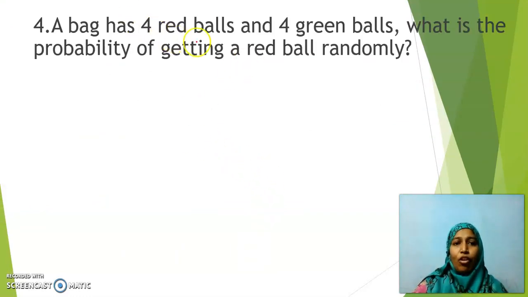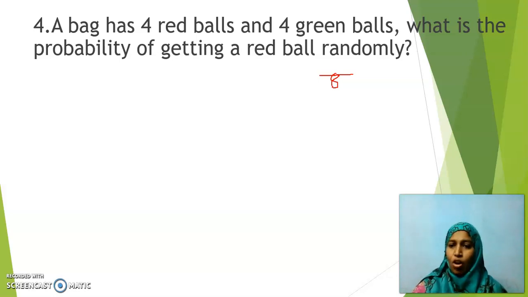A bag has 4 red balls and 4 green balls. What is the probability of getting a red ball randomly? A bag has only red balls and green balls. So totally how many balls do they have? Total number of balls is 8. Among that I have to find the probability of getting only red balls. By the definition of probability, we know probability of an event is equal to number of favorable outcomes by total outcomes. Total outcomes are 8 balls. I can take only 8 balls from that bag.